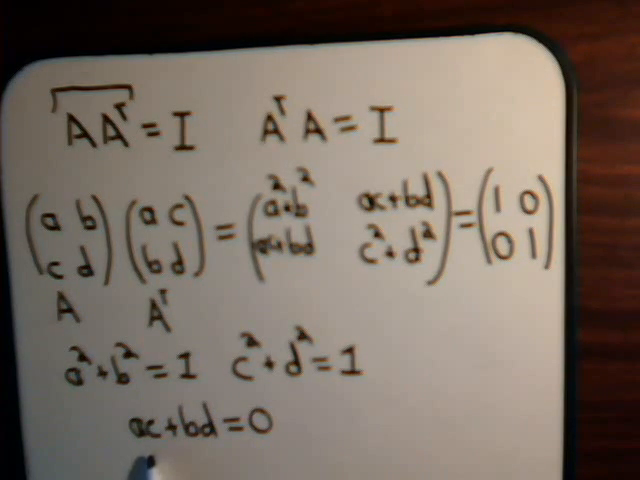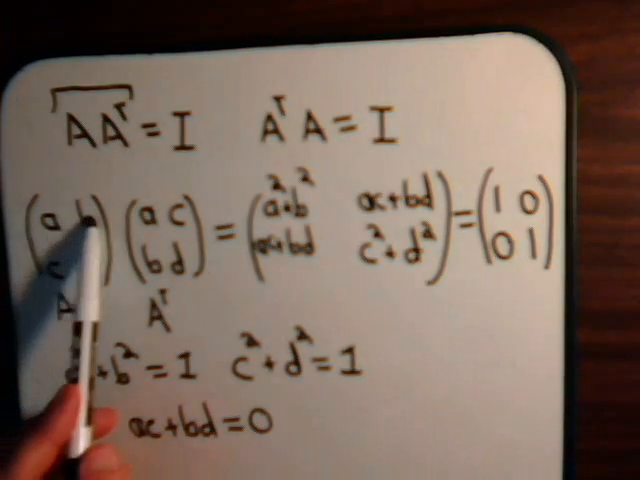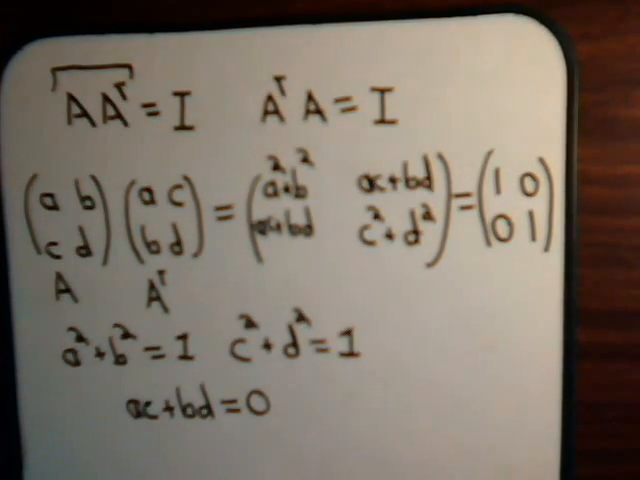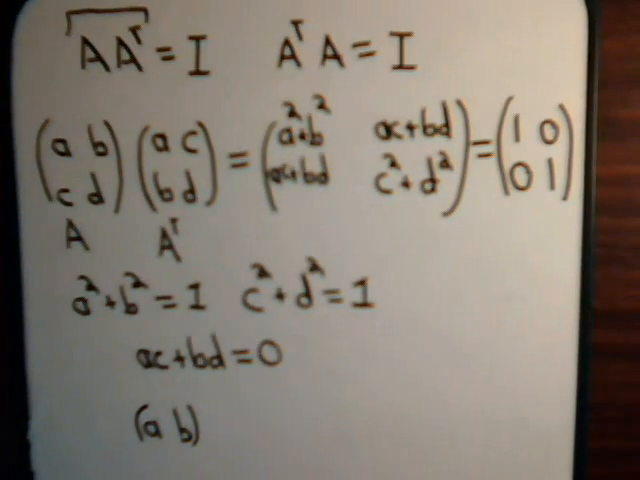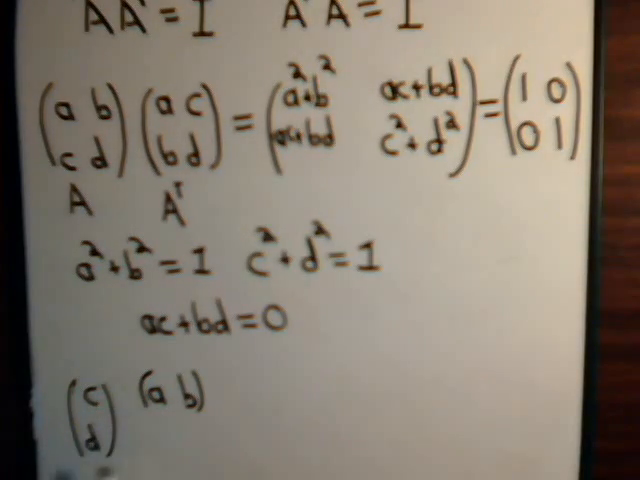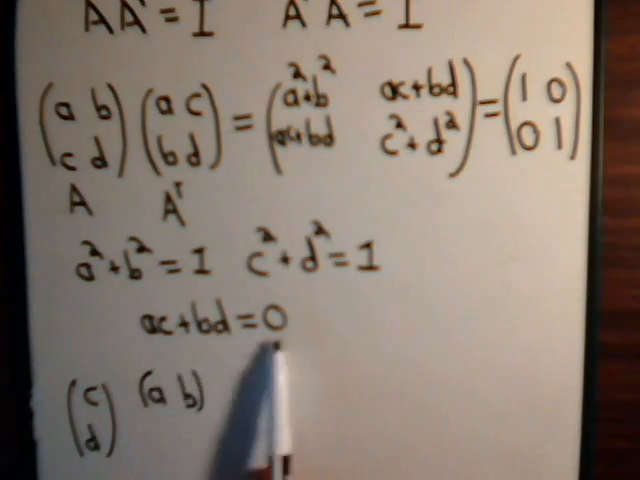Now we have ac plus bd equals 0. Well, if we take the inner product, the dot product of (a, b) with (c, d), remember we always take the transpose when we do the inner product. So we'd have (a, b) times (c, d) transposed, and this will give us ac plus bd. And we say, oh, that's 0.